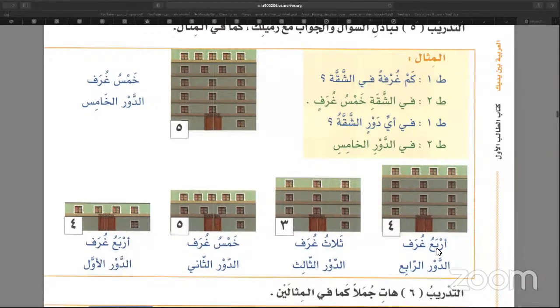So we're gonna do the same thing, but we're gonna change the number of rooms and the number of floors. So do the next one here now. Okay.